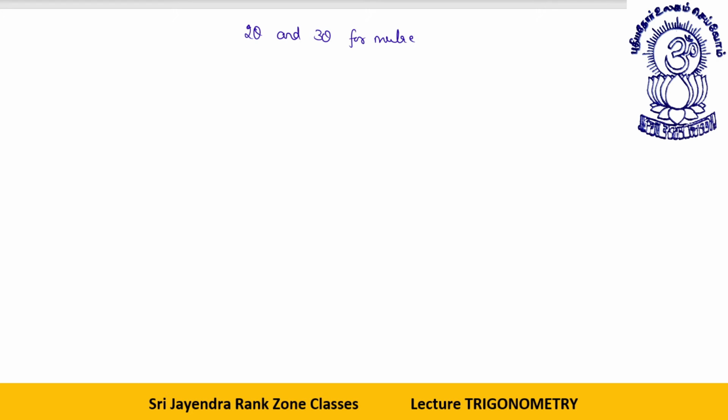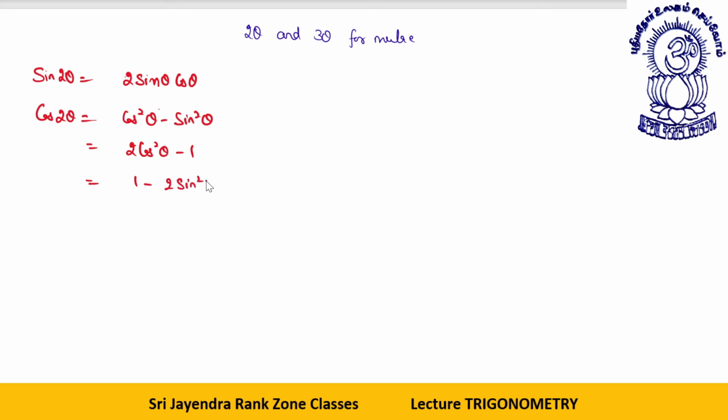See how we will do that. First formula is for sine 2 theta. Let me use a little bit thicker pen. Sine 2 theta, we have discussed this. The formula for this is 2 sine theta cos theta. Then cos 2 theta is cos square theta minus sine square theta, or 2 cos square theta minus 1, or 1 minus 2 sine square theta.